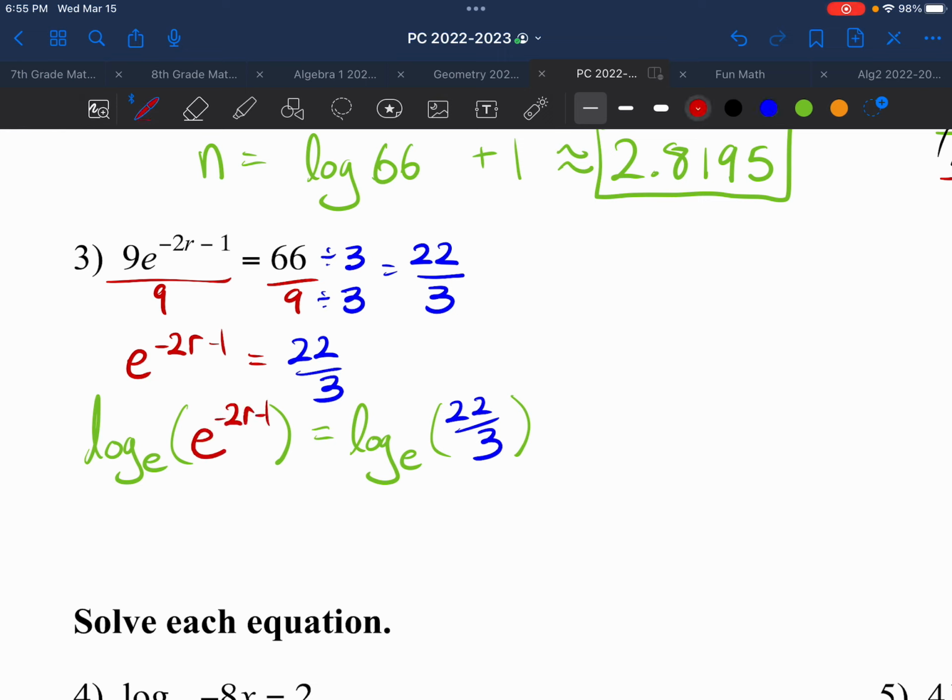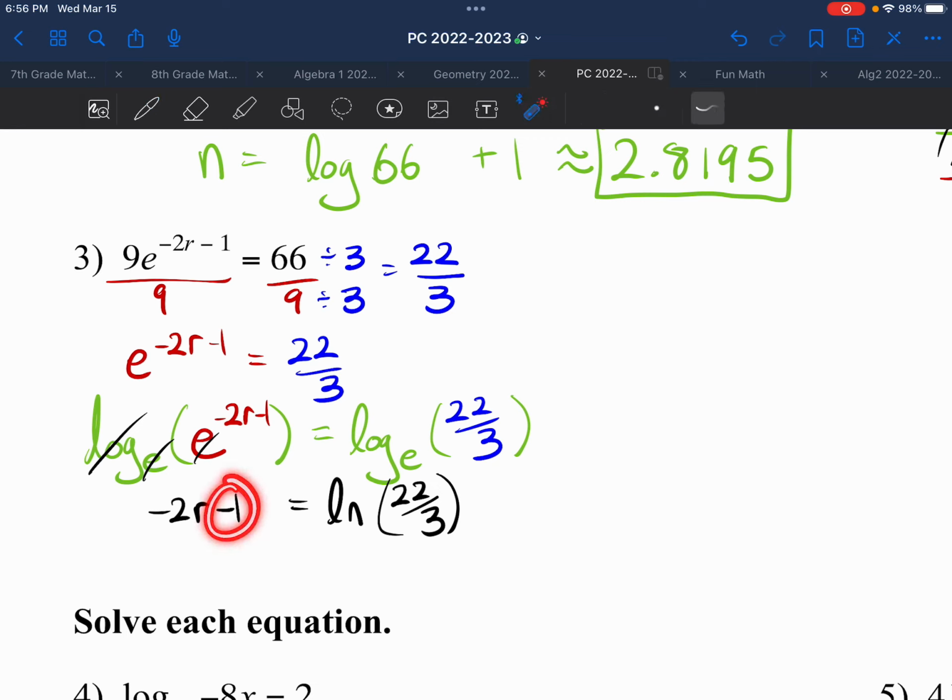And as I said before, these are going to cancel out. So cancel, cancel, cancel. And I'm left with negative 2r minus 1, and that's going to be equal to, and okay, so log base e is also known as the natural logarithm. So I'm going to say natural logarithm, or ln, of 22 over 3. And then from there, I'm just going to solve for r.